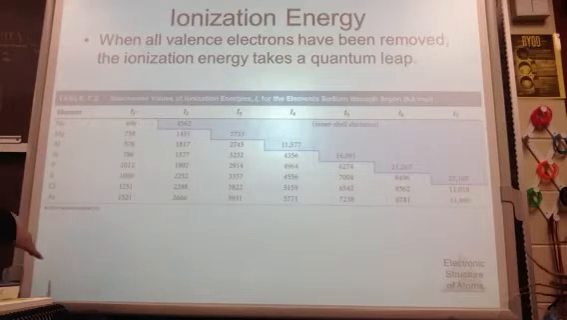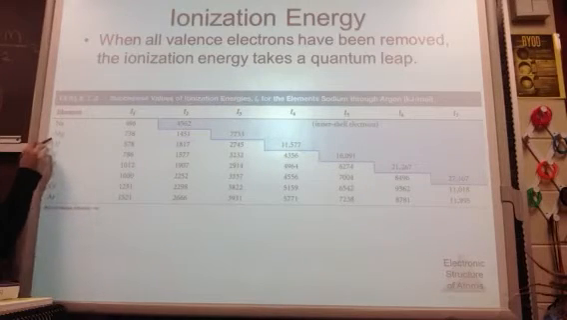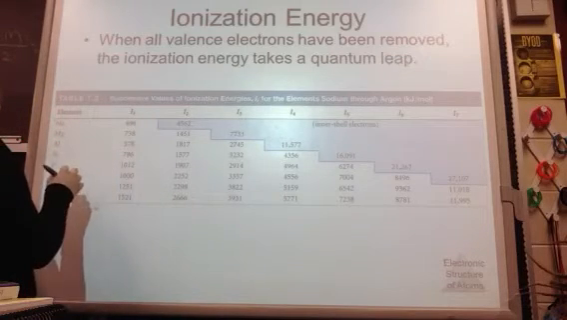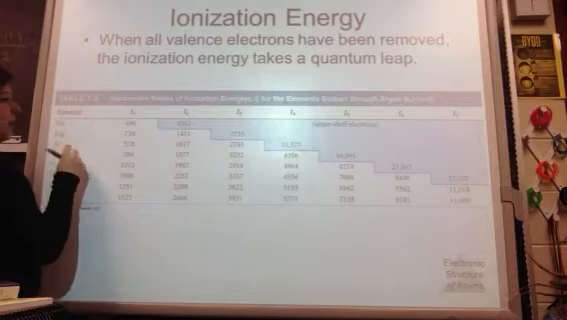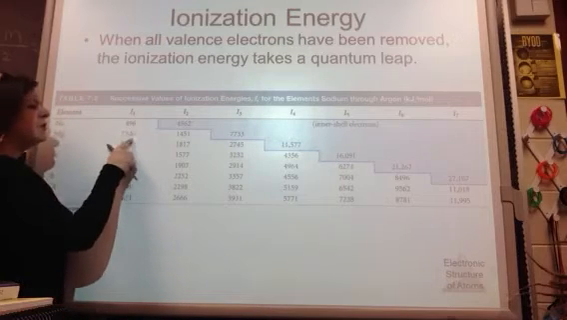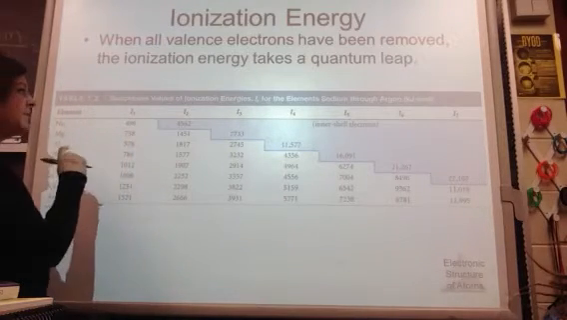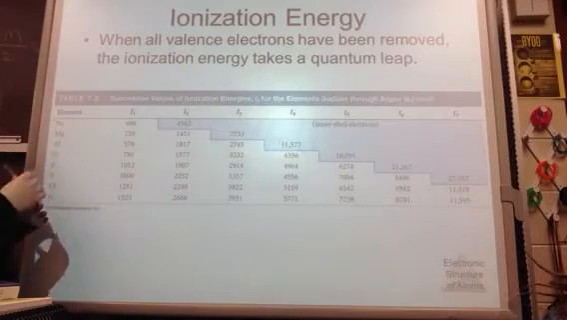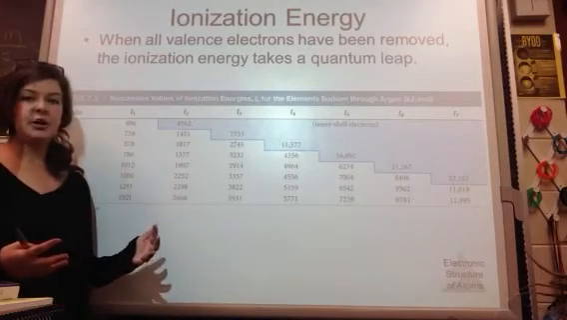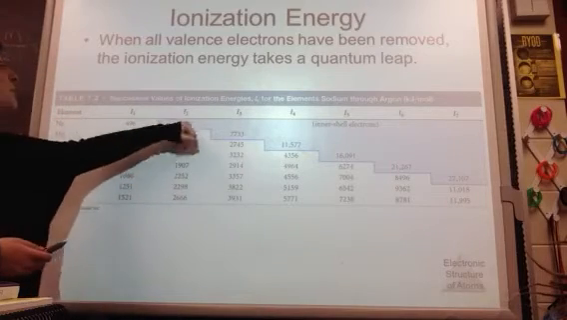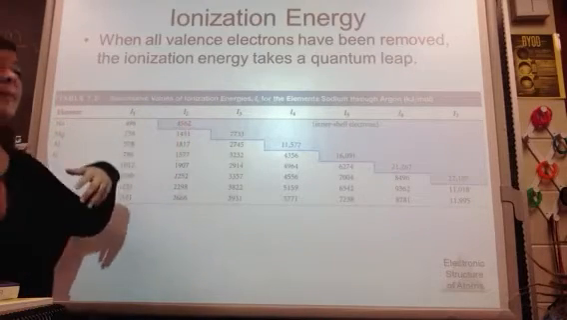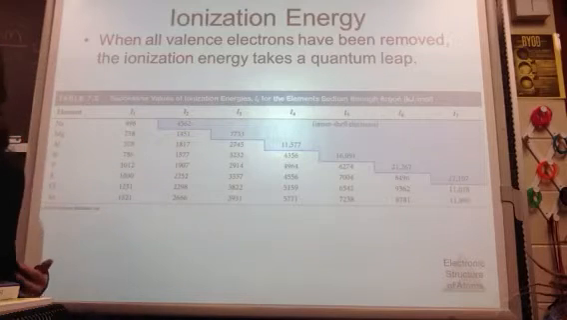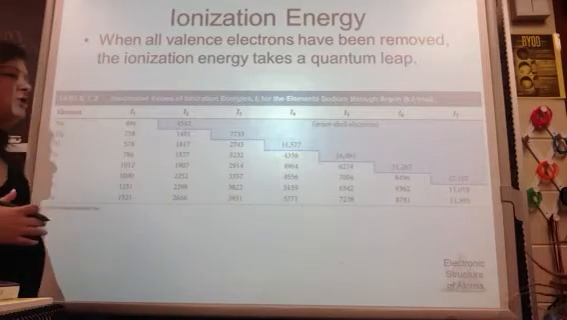Magnesium, same thing is happening. For magnesium, it takes about 738 kilojoules of energy per mole to remove the first electron, 1451 to remove the second. But once those two outer valence electrons of magnesium are gone, once we're at that second ionization energy, magnesium has accomplished its noble gas electron configuration.